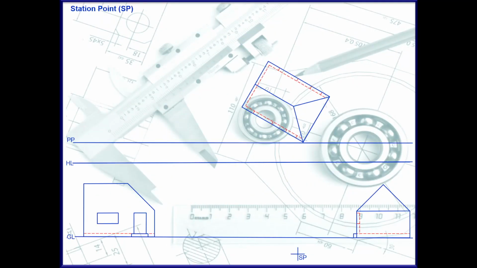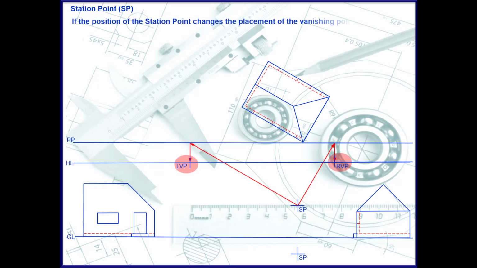As previously stated, when we project from our station point towards our picture plane and 90 degrees down towards our horizon line, we will get our left-hand and right-hand vanishing points. Another very important factor about the station point is if I move my station point closer towards my picture plane, I can clearly see my left-hand vanishing point and right-hand vanishing point will change their position. So if the position of the station point changes, the placement of the vanishing points will change.